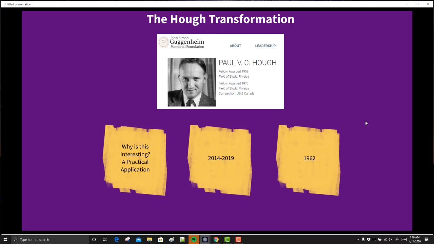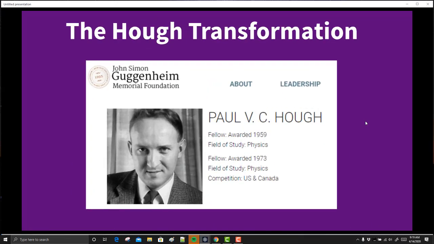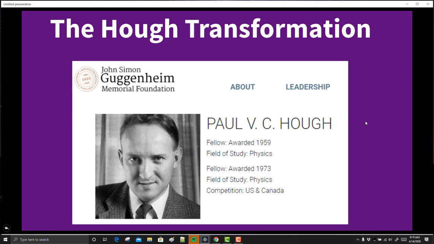Okay, hello. For my presentation, we're going to be looking at the Hough transformation. Now, when I see it, I always want to call it the Hough transformation, but apparently it's pronounced Hough transformation. Anyway, the Hough transformation is a mathematical transformation used in modern machine learning algorithms for detecting shapes from images.